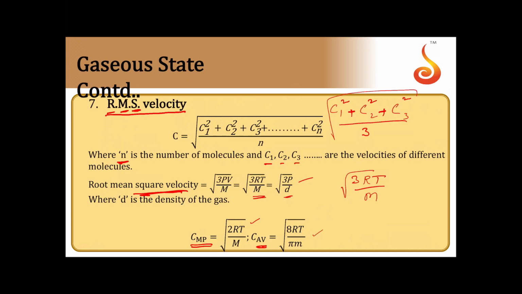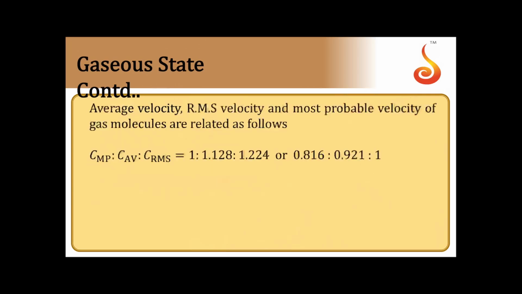This is average velocity. So these three formulas we need to remember. That is root mean square velocity, root of 3RT by M; most probable velocity, root of 2RT by M; average velocity, root of 8RT by pi M. All these three velocity formulas we need to remember. Now let us take the relationship between the average velocity, root mean square velocity, and most probable velocity.